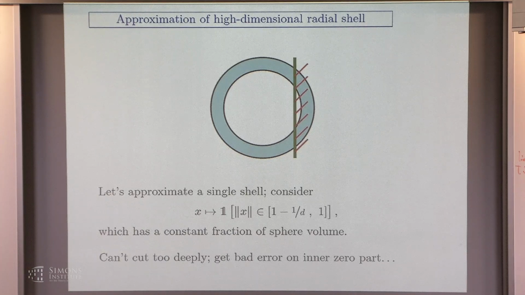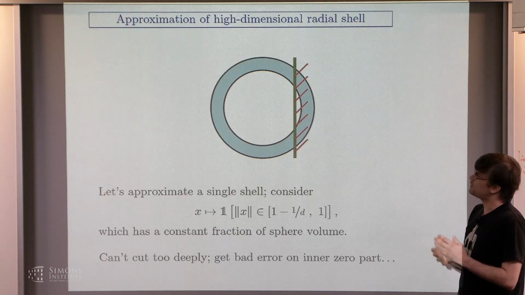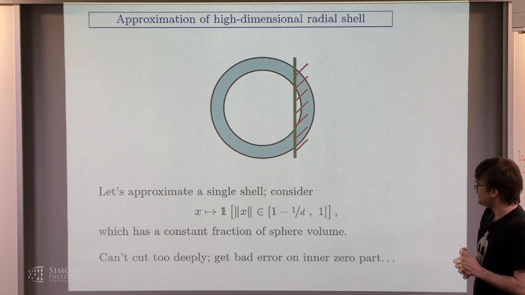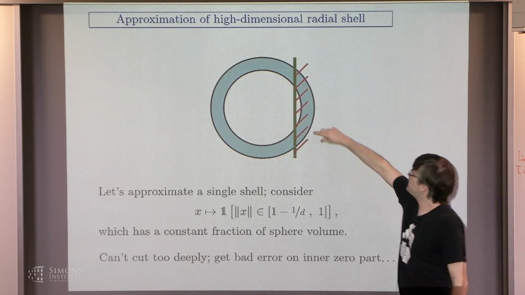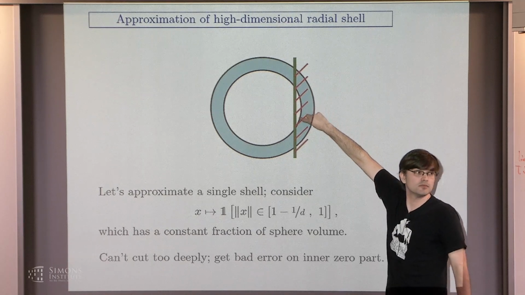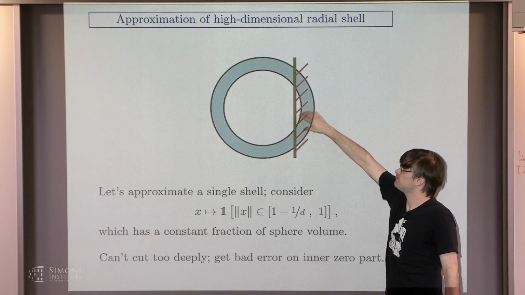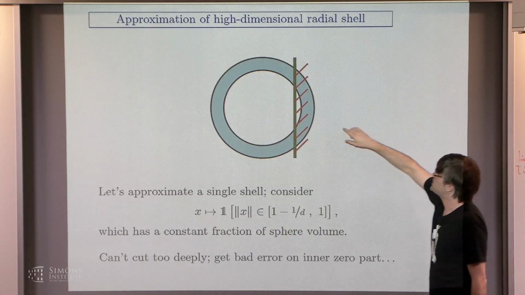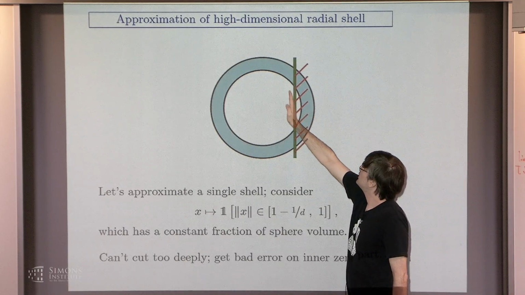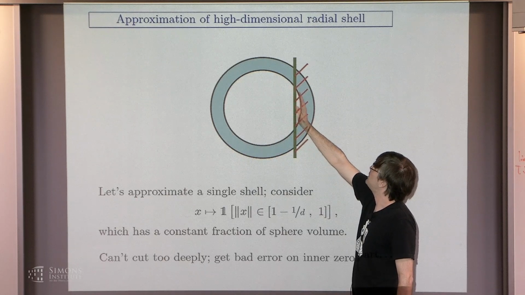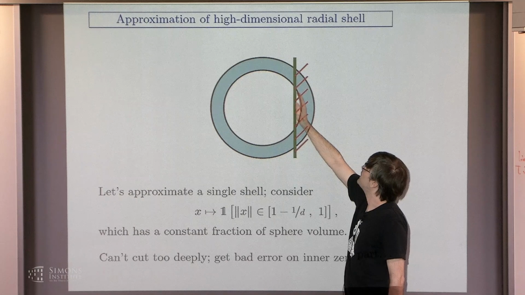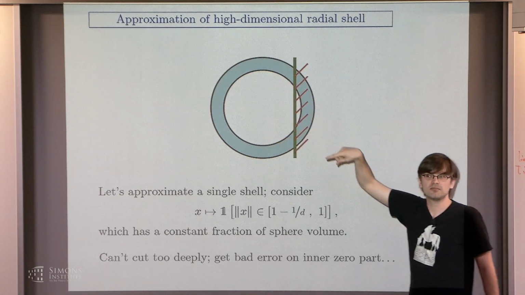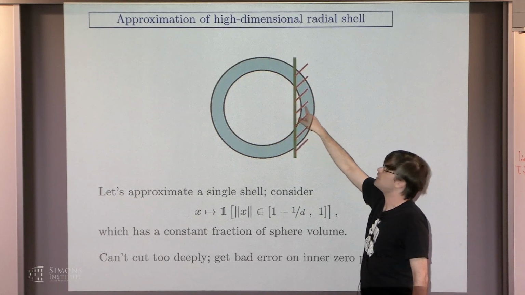If you try to approximate this thing with one of our little networks, here's what I'm going to do. I'm going to make the width of this 1 over d. If I make the width of this 1 over d, that shell has constant volume. And the problem now is this thing is so small that if you push your hyperplane very close to this inner ring, then you're going to need exponentially many of these. And if you push it any farther, you're going to catch a lot of the 0 and you're getting the wrong answer.